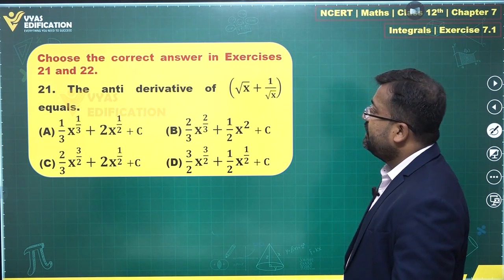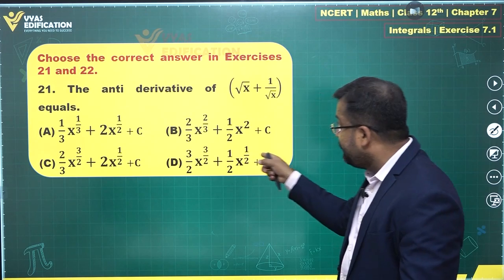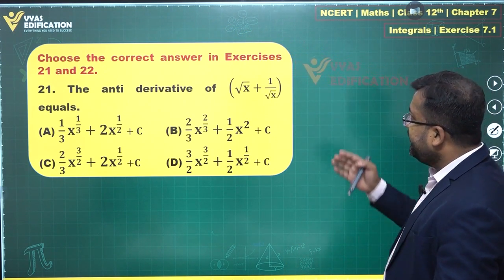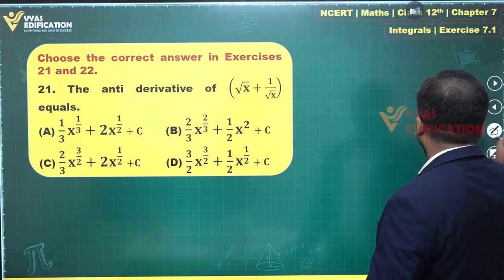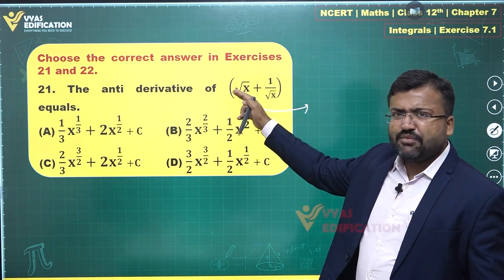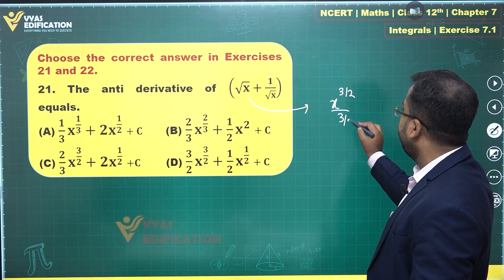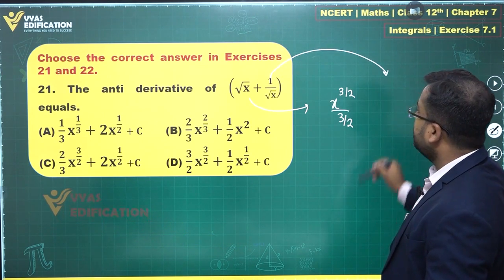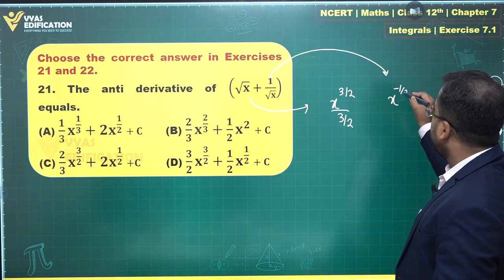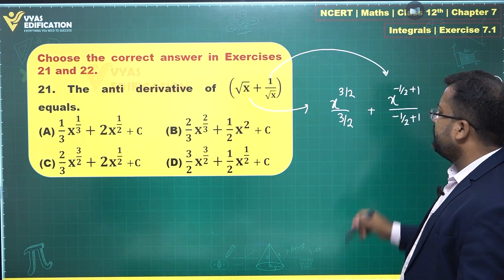In 21, the question says, okay, the antiderivative of this equals which of these? There are 4 options, right? MCQs. Okay, antiderivative means the integral of this, right? And what will be the integral of square root of x? That is x power 1 by 2. So, the antiderivative will be x power 3 by 2 upon 3 by 2. The antiderivative of the second term, that is x power minus 1 by 2, will be x power minus 1 by 2 plus 1 upon minus 1 by 2 plus 1. Okay, there is a plus sign in between.